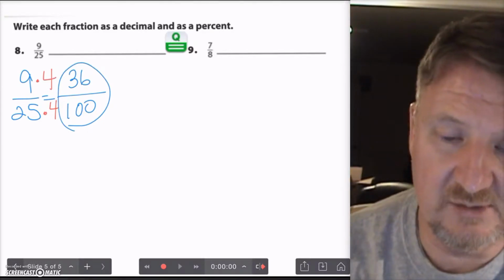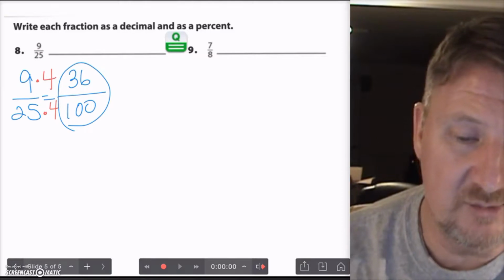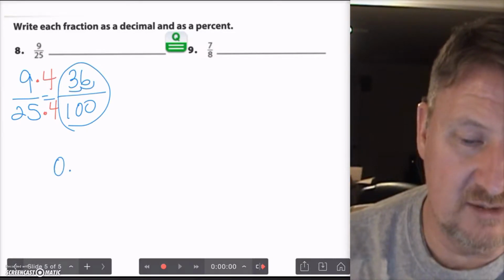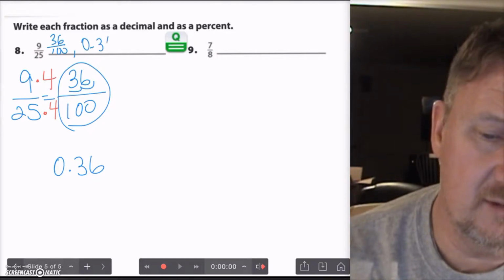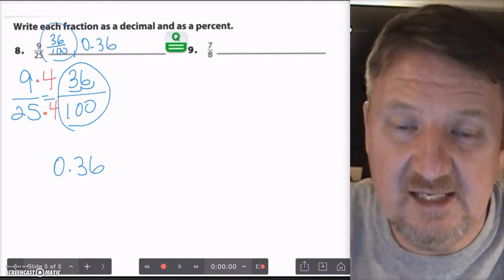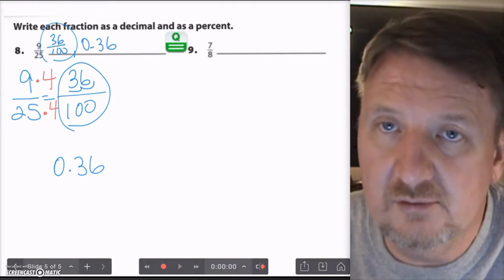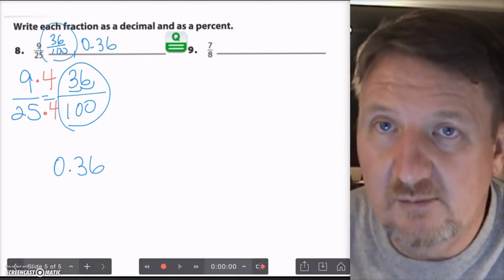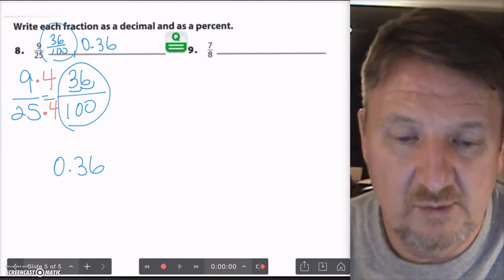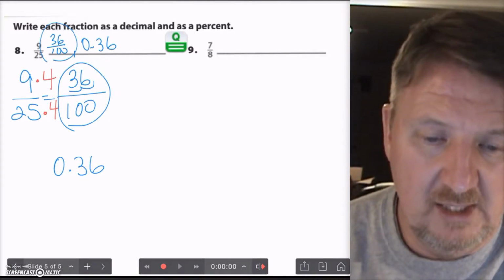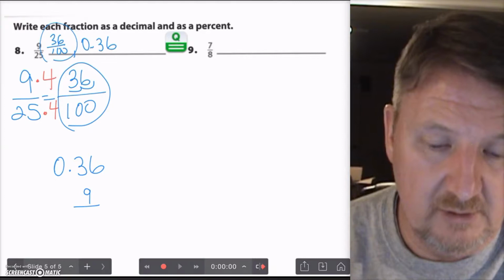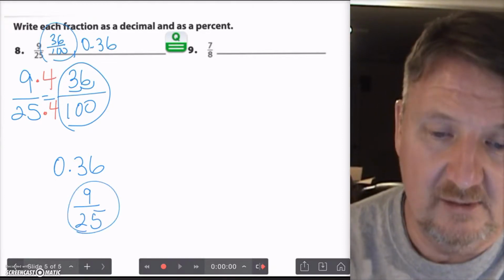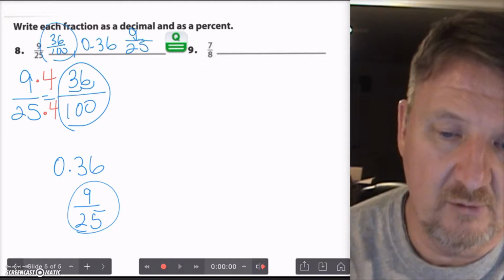Okay, and to turn it into a decimal, I divide 36 by 100. Decimal point moves 2 places, so my decimal equivalent is 0.36. So 36 over 100 and 0.36. Now, this fraction, it doesn't say in the problem to turn it into a fraction in simplest form, but you would always want to do that. So we can divide 36 by 4 and get 9 over 25, and that would be our simplest form fraction.